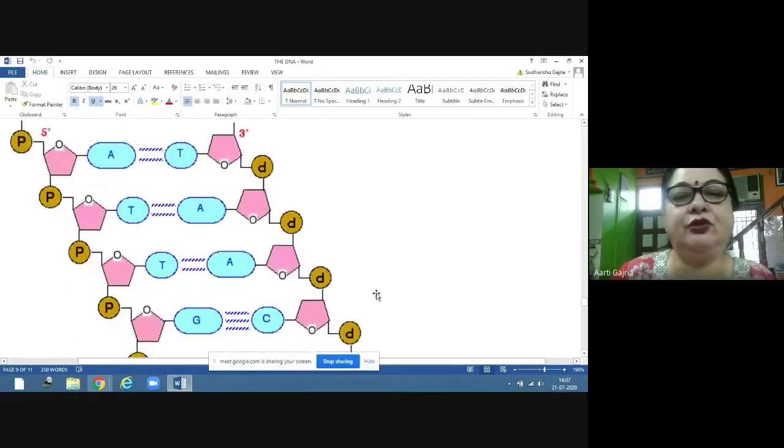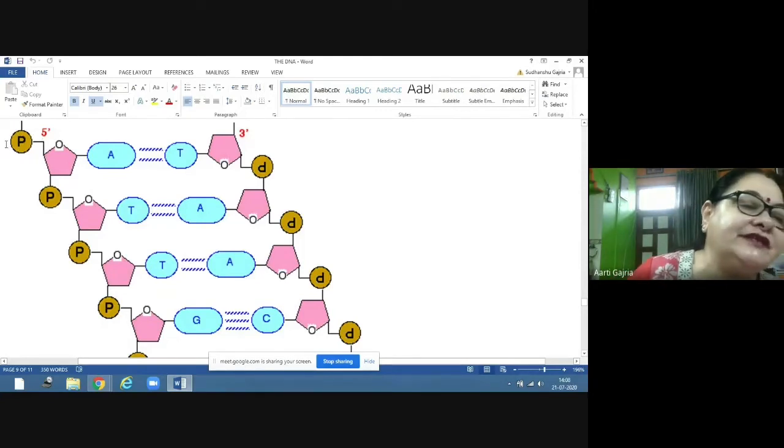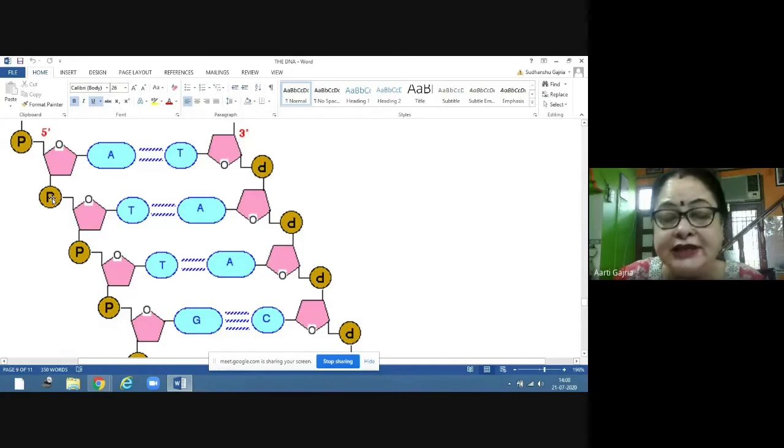Now just have a look at this. This is your pentose sugar. Pentose sugar means 5 carbons, so start counting from here. At carbon 1 there is the nitrogenous base. So this is 1, 2, 3, 4, and this is 5. Now this phosphate is present at 5, and this phosphate is present at 3. Look at this phosphate. It is connected with this pentose at 3 and with this pentose at 5.